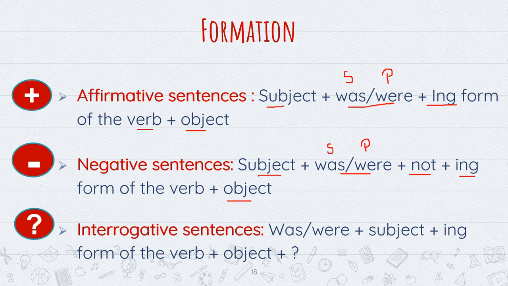Okay. Now see the formation for interrogative sentences. Interrogative sentences will start with was/were plus subject plus the ing form of verb, or we can say V1 plus ing plus object, and will end with a question mark. Clear?